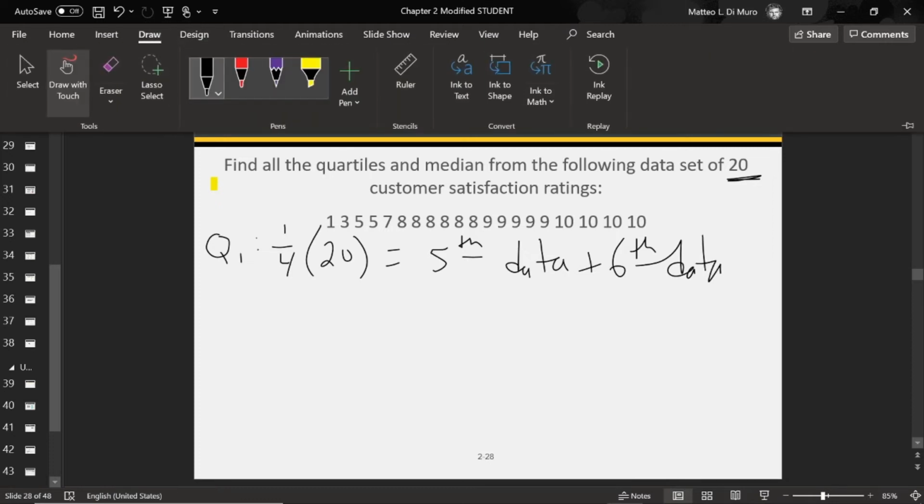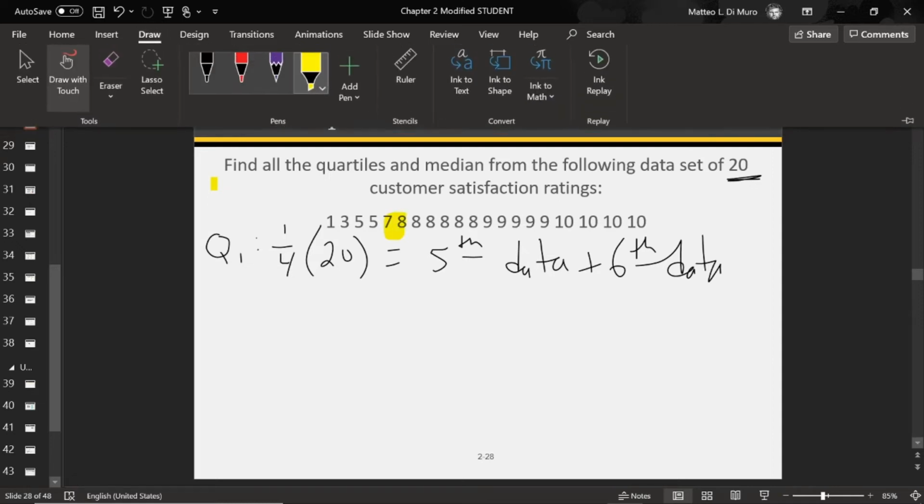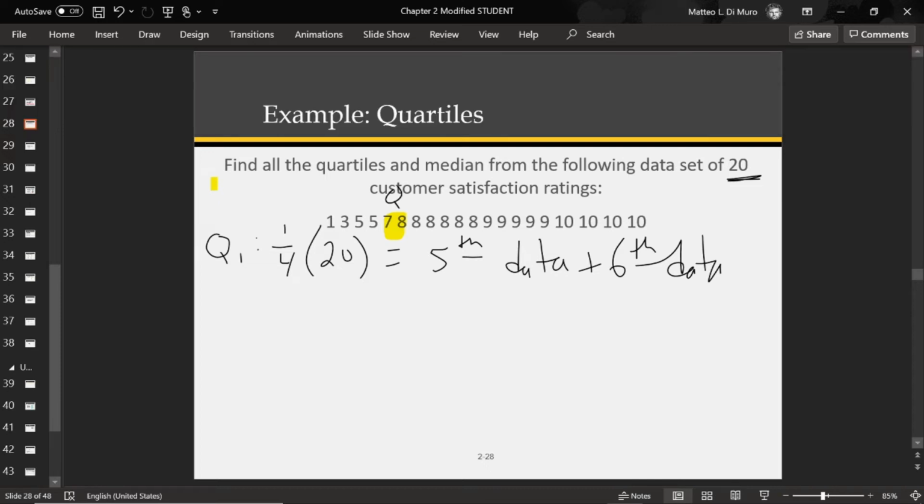Okay, so just trying to make this easy here. I'm going to count 1, 2, 3, 4, 5. So it's going to be the 7th and the 8th. That is Q1, whatever the average is. Well, that's fairly easy to do in our heads, right? 7 plus 8. What's in between 7 and 8? 7.5, right? So Q1 is going to be, to show the work, 7 plus 8 divided by 2. So Q1 is equal to 7.5. Perfect.